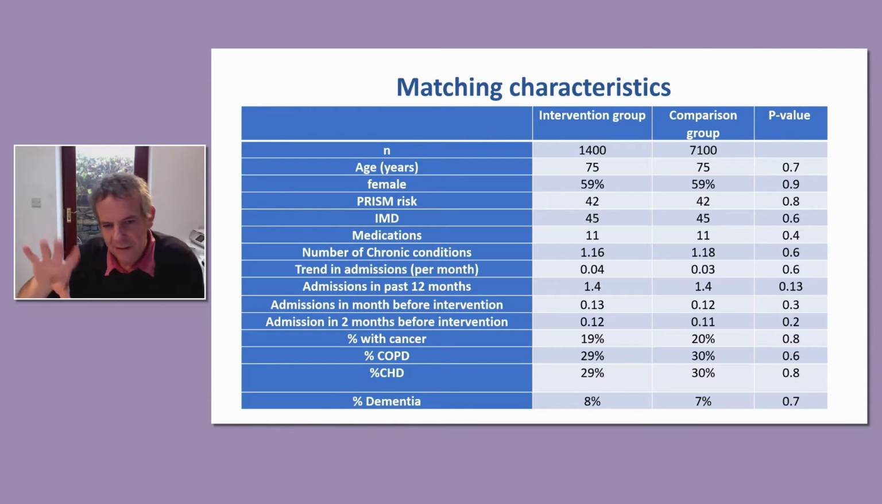So we matched that to a comparison group across a whole set of risk factors, and this just shows a comparison to those. We basically get a group of people who are very similar on everything that we can measure, apart from that they haven't received the intervention, and they have a very similar trajectory of admissions before the intervention time point. Next slide, please.